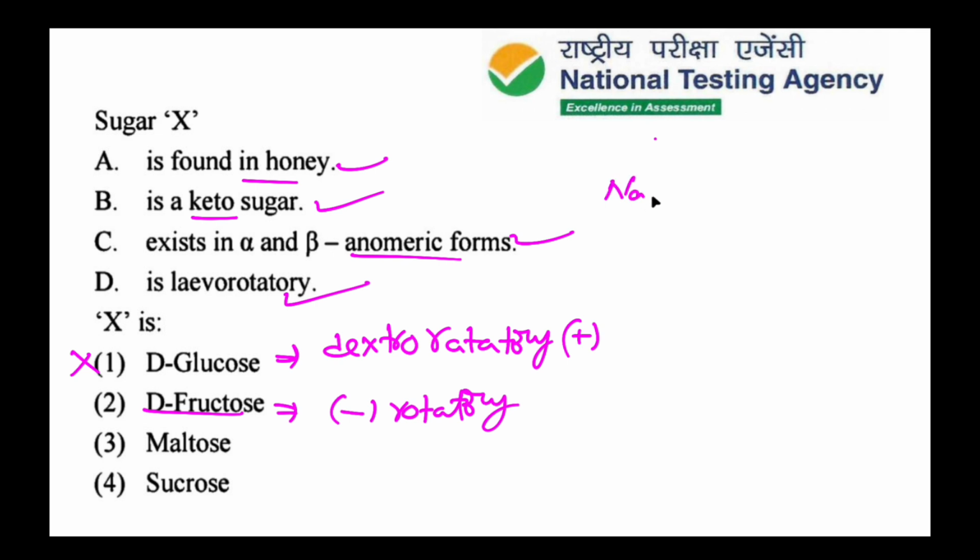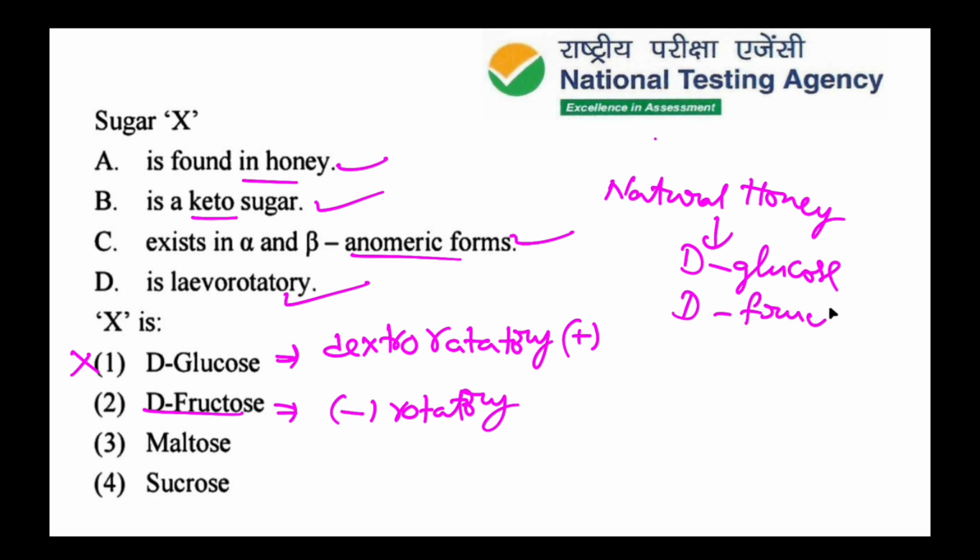Generally, natural honey contains equal amounts of D-glucose and D-fructose. Both are present in natural honey. But D-glucose is an aldohexose, D-fructose is a ketohexose. D-fructose is a levorotatory compound, D-glucose is a dextrorotatory compound. So the above points are suitable for fructose.